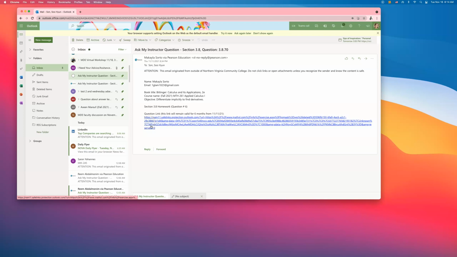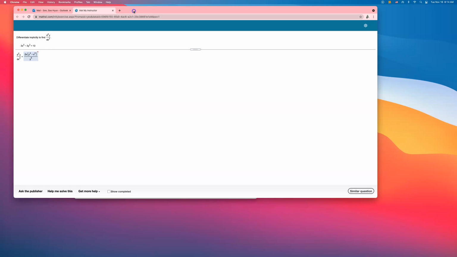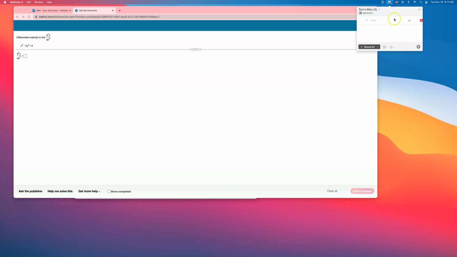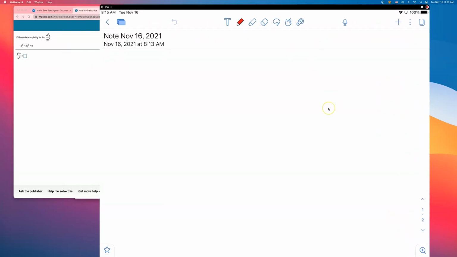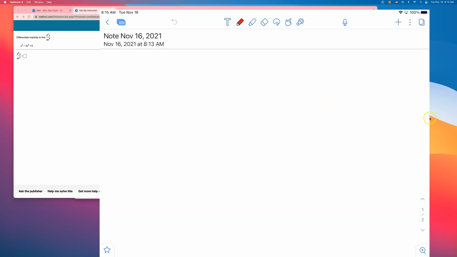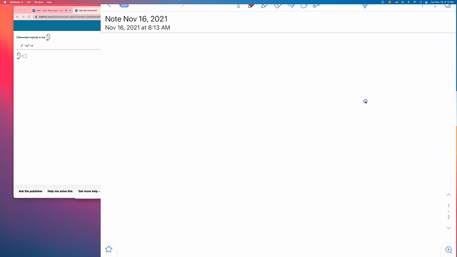This is for section 3.8 homework, question number 6, where I'm going to click on similar questions so that I can start brand new. We're finding the second derivative implicitly. Oh, interesting. Let me write down the problem and get started.